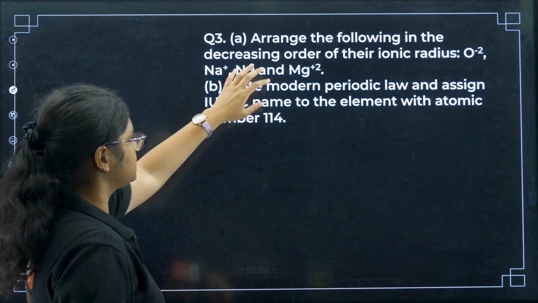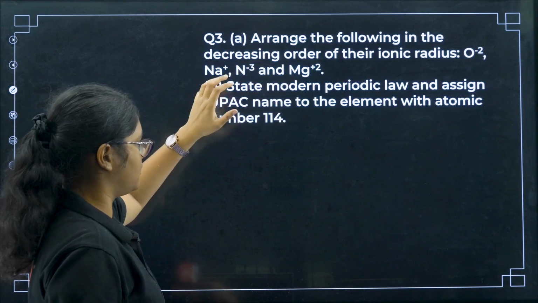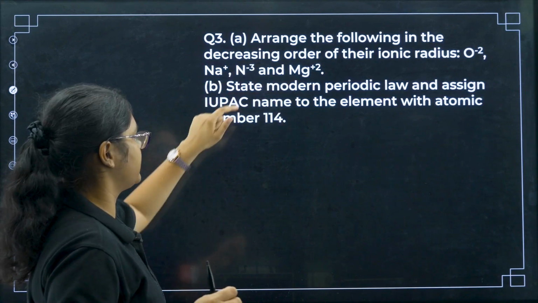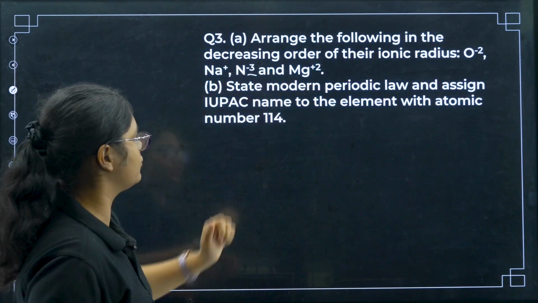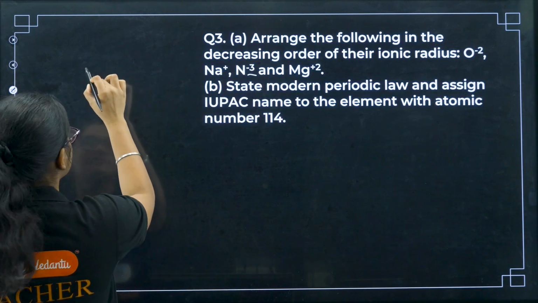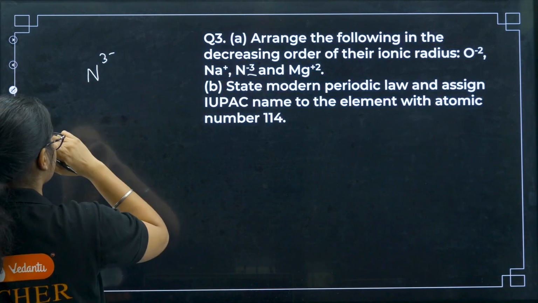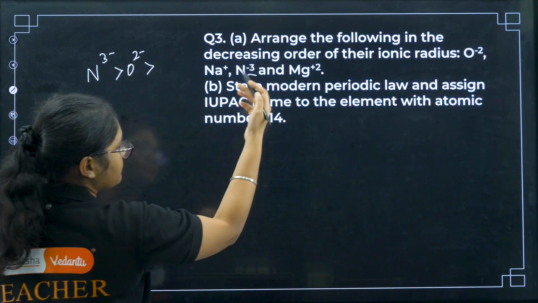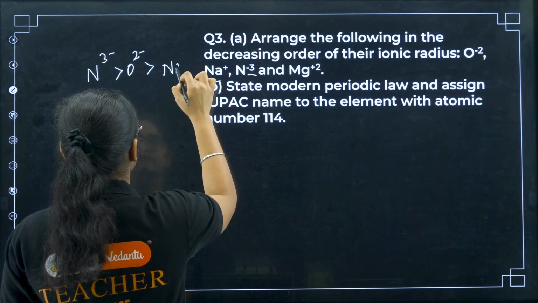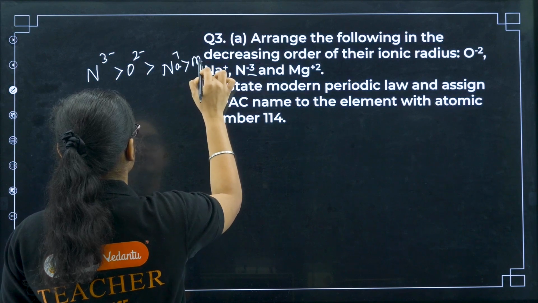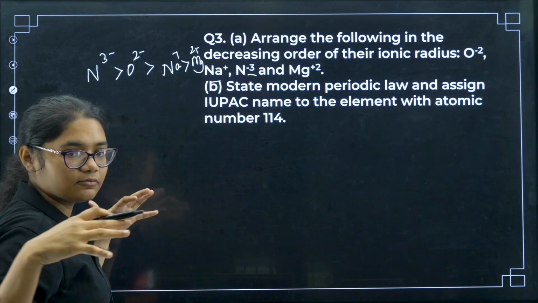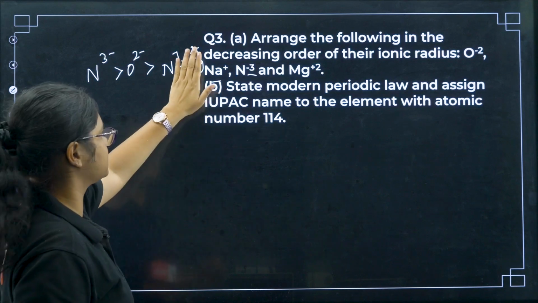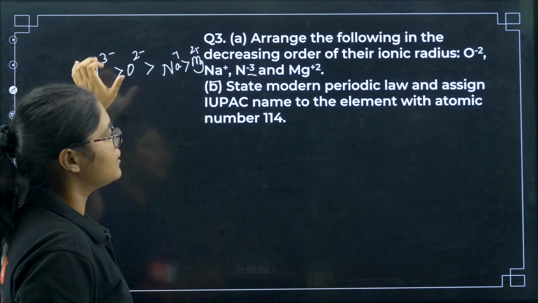First of all, if you see the ionic radius, the more negative the charge, the more the radius, right? So here N3 minus is there, O2 minus is there. The largest one will be this one, then O2 minus. When it becomes positive, it becomes small. So we have Na plus and then Mg2 plus. More negative, bigger size; more positive, less size.